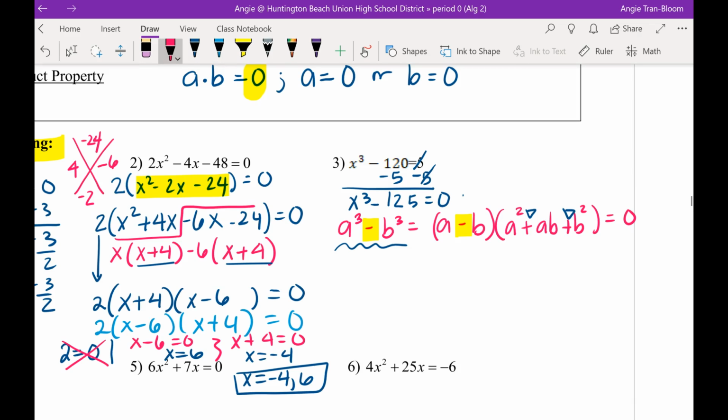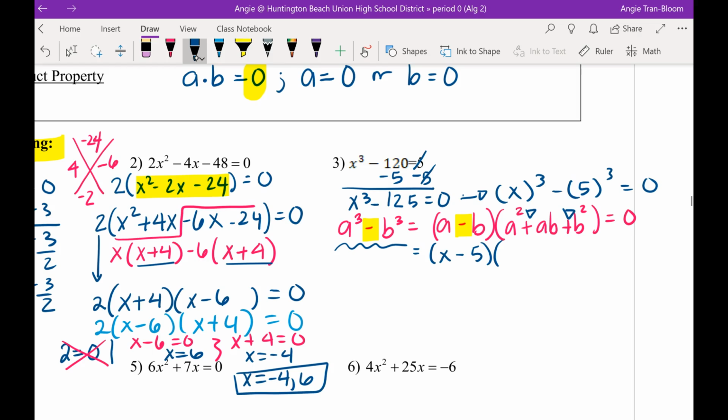Okay. So here we go. On your problem, your A is not an A, actually. What's your A? An X. So this really is something to the third minus something to the third equals 0. This is an X goes here. What to the third gives me 125? 5. All right. So your A is actually X. What's your B? Minus 5.